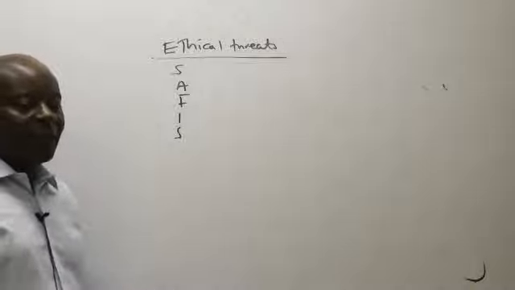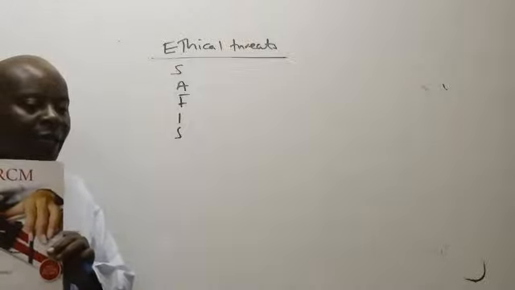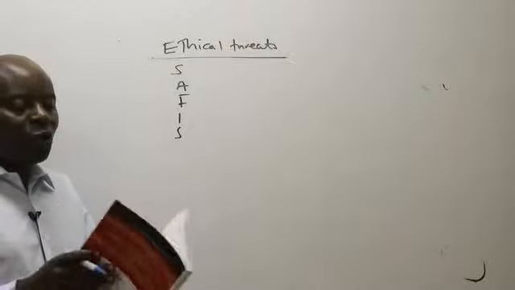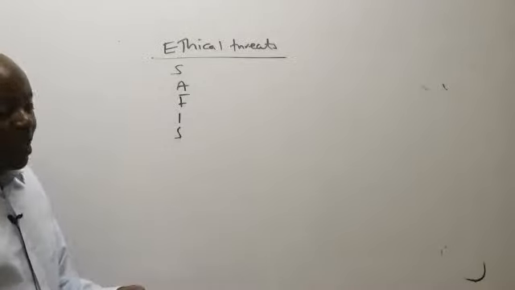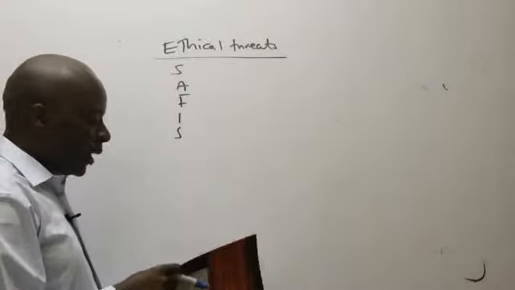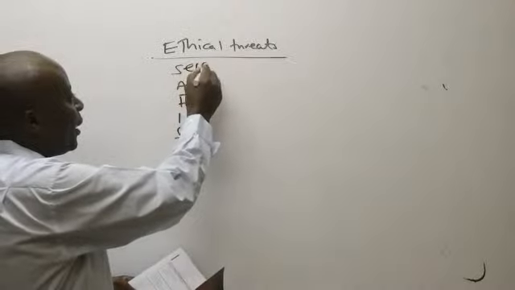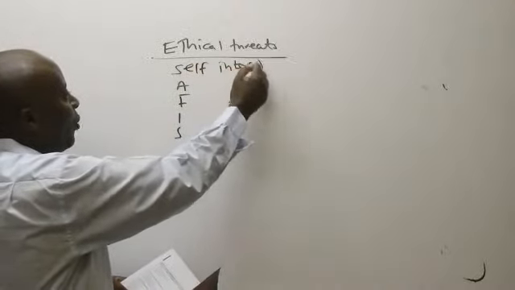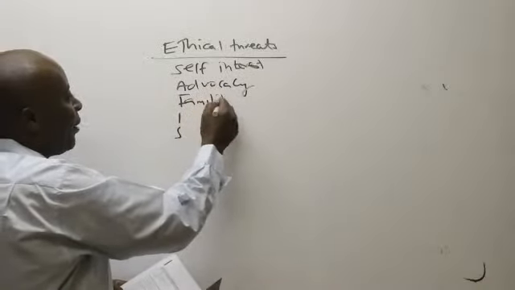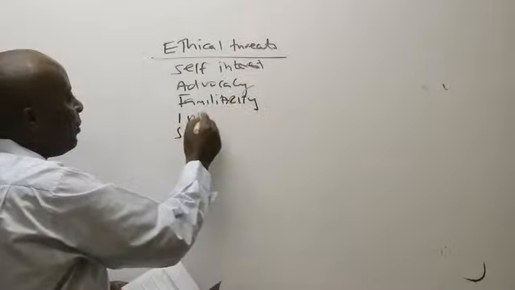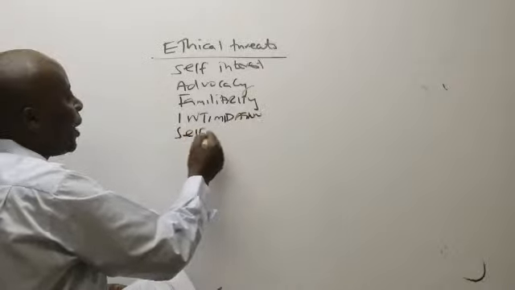And remember that these acronyms, for those of you who have got these books that we have written as RCM Online College, you'll simply need to go to the back page. You'll be able to get all these acronyms. So of course, like ethical threats, we have what we call self-interest. We have advocacy. We have familiarity. We have intimidation. We have self-review.